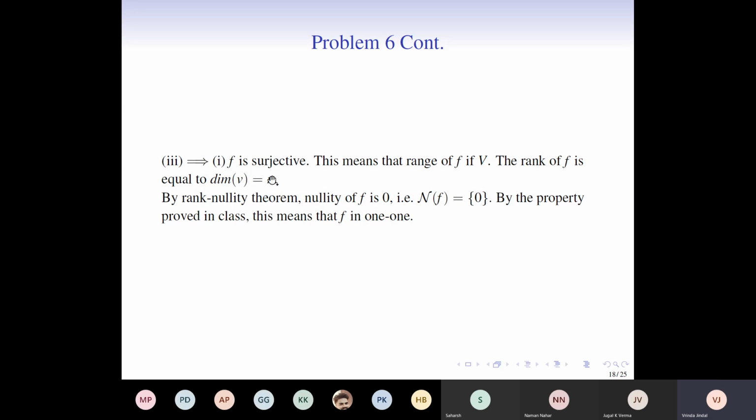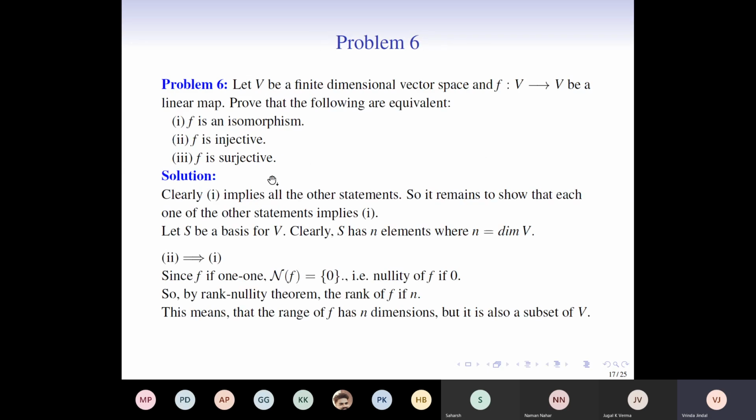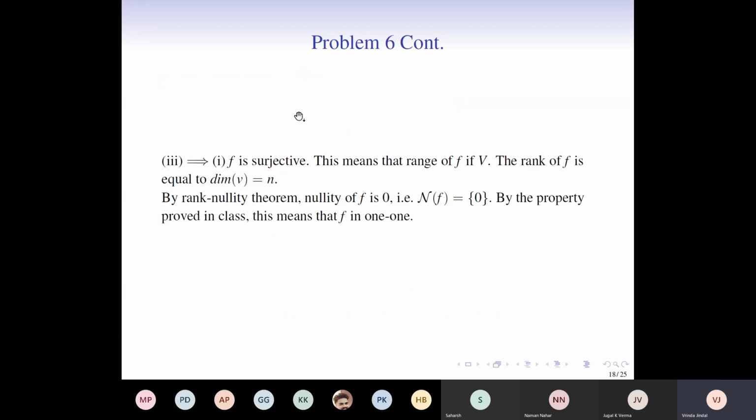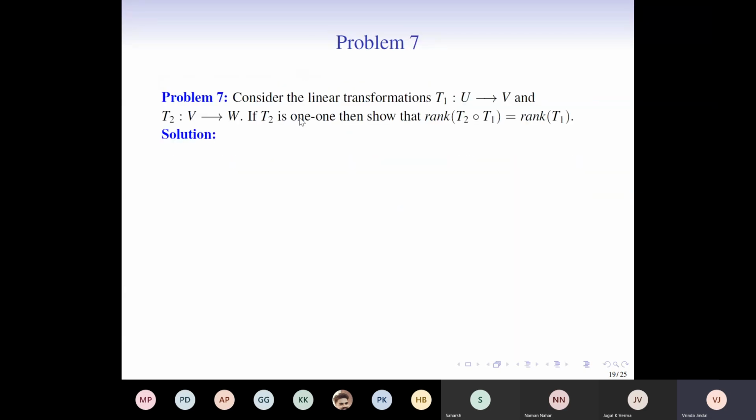So in this way we have proved that all these statements are equivalent. 1 implies 2, 1 implies 3. We got these from the definition of 1. 2 implies 1, and 3 implies 1 we had proved earlier. So in a way we have proved that all these statements are equivalent. Any doubts?